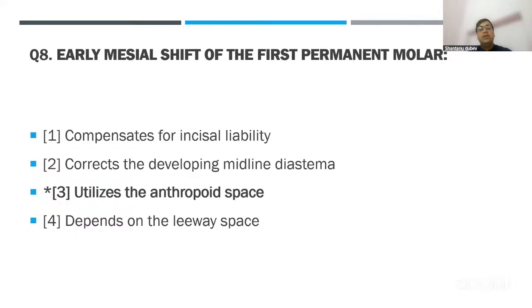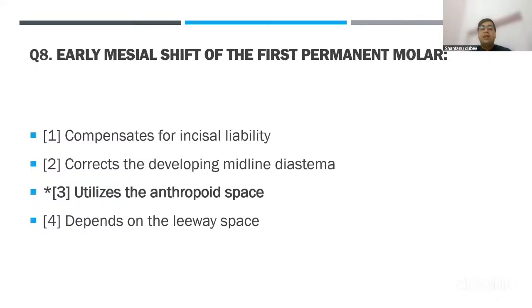Incisor liability is that the primary incisors, their dimension, especially the mesiodistal dimension, is less as compared to permanent incisors. So basically, permanent incisors do not have that much space to erupt. That is a liability on them. So that is incisor liability. If molars shift further mesially, then incisors have even less space. So how would it compensate? Okay, this option is out of the park.